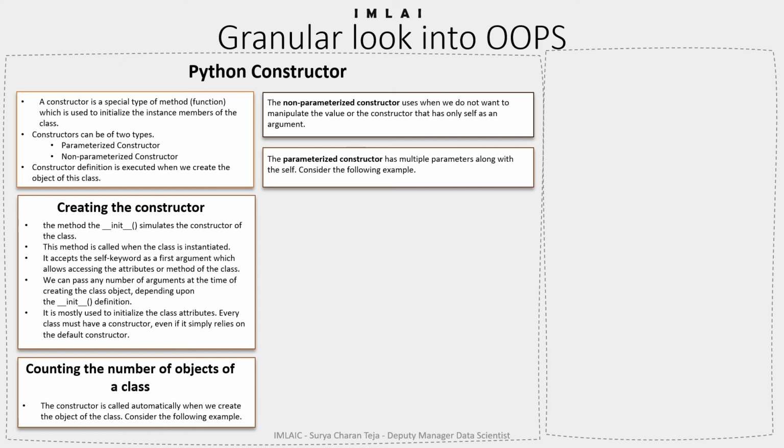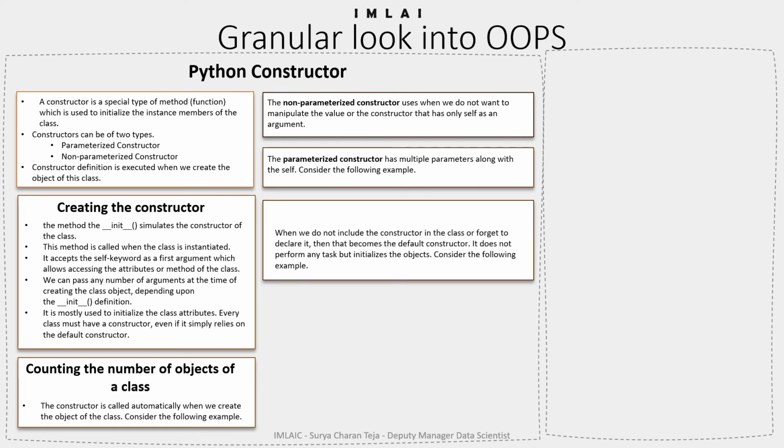The next thing we'll look into is the Python default constructor. When we do not include a constructor in the class or forget to declare it, then that becomes the default constructor. It does not perform any task but initializes the objects. So consider the following example: Student, roll number is a class attribute, name, that's Charan, that's also a class attribute, display.